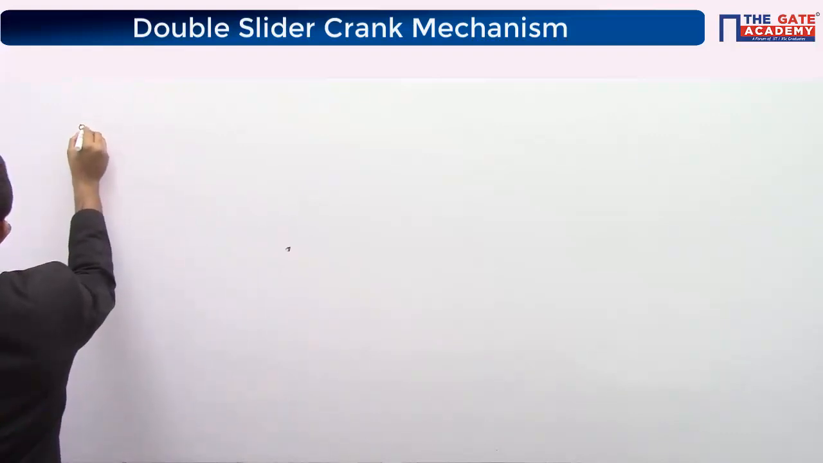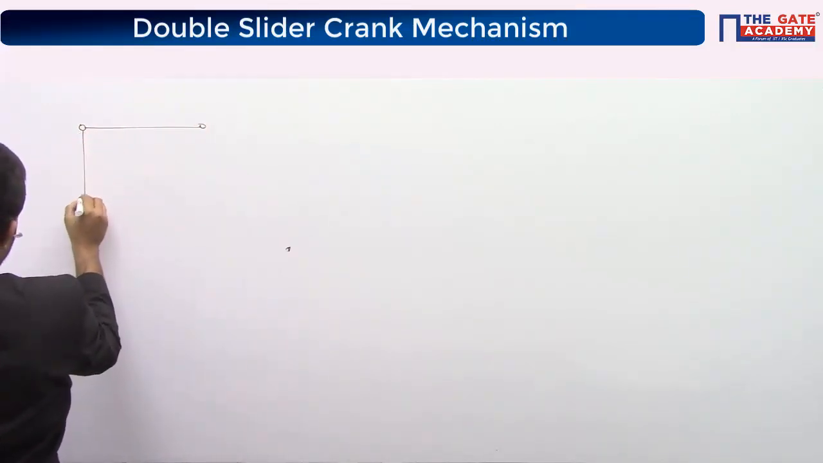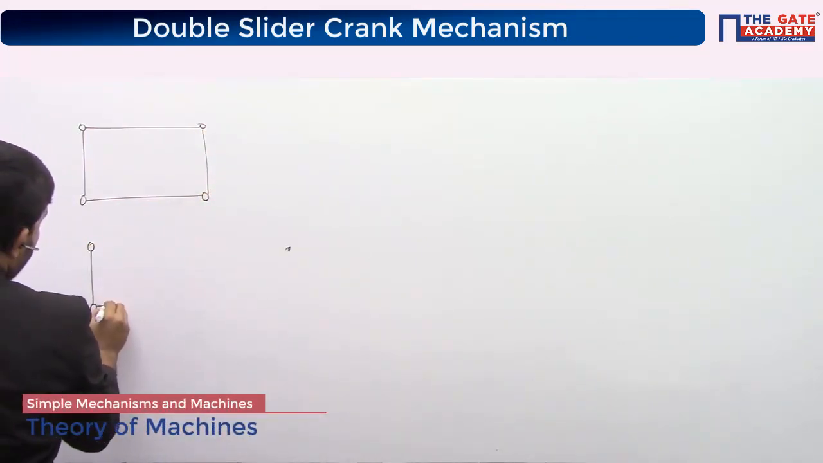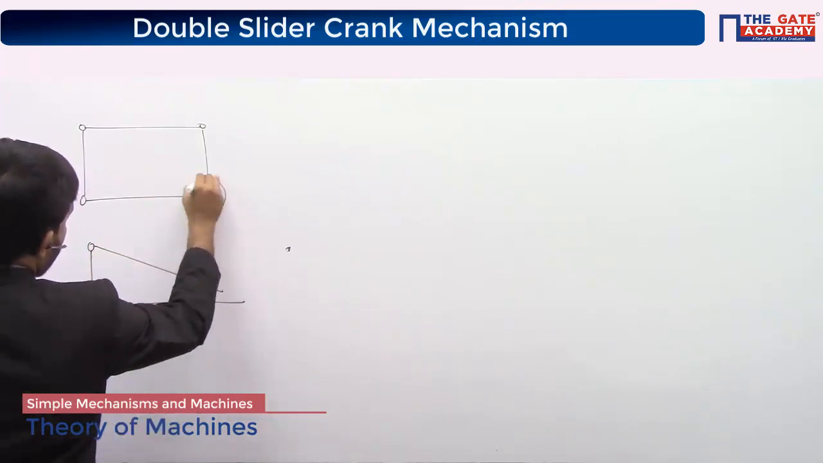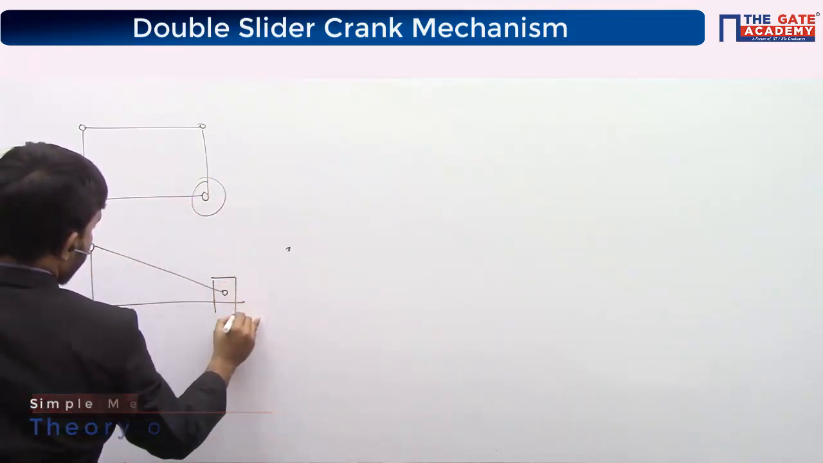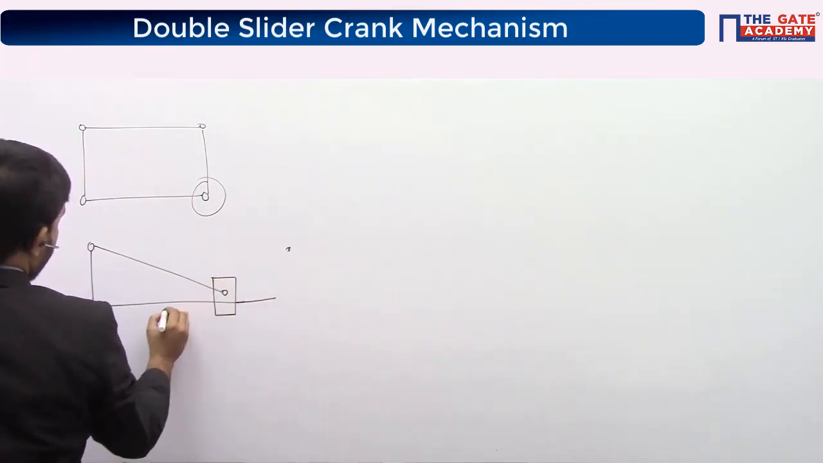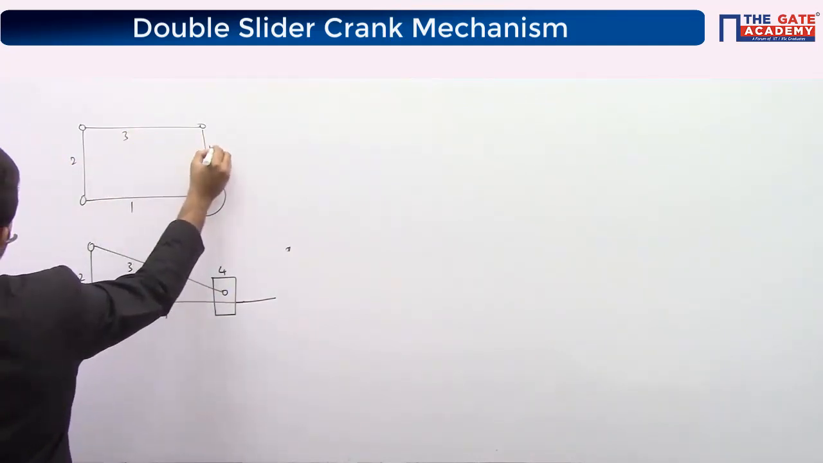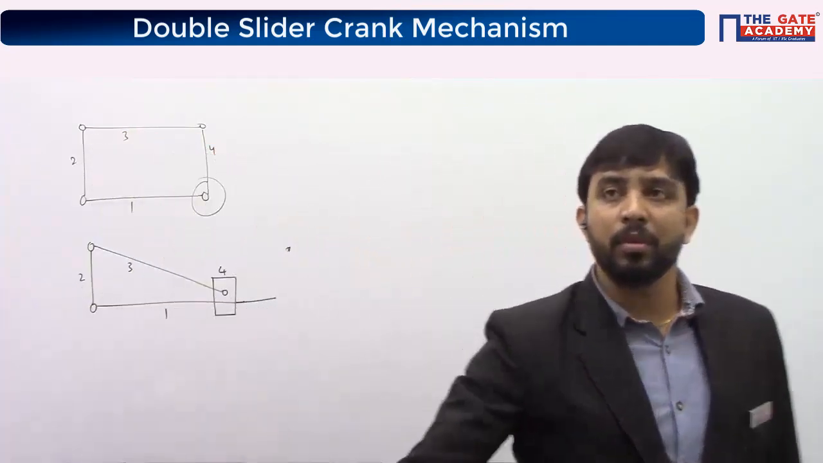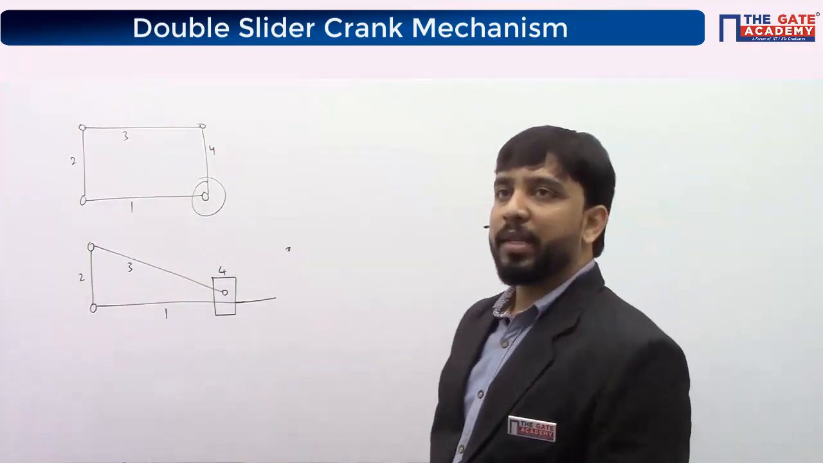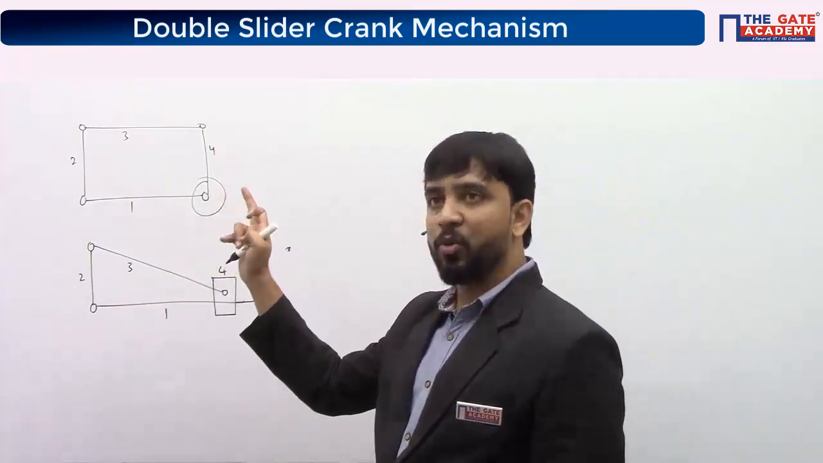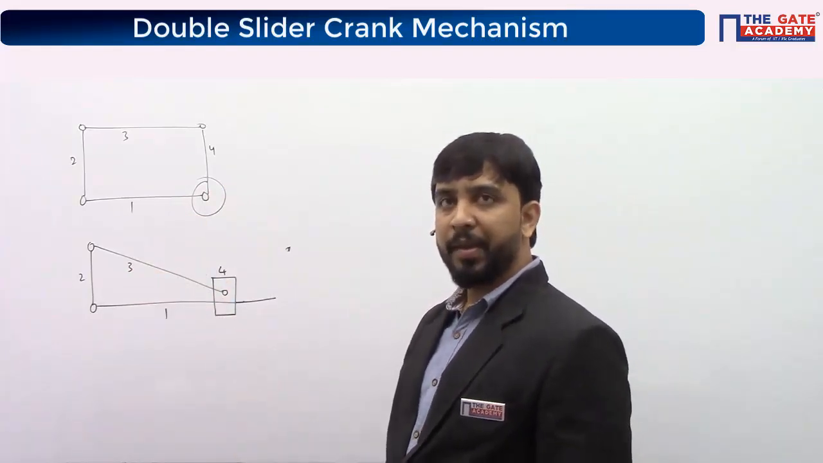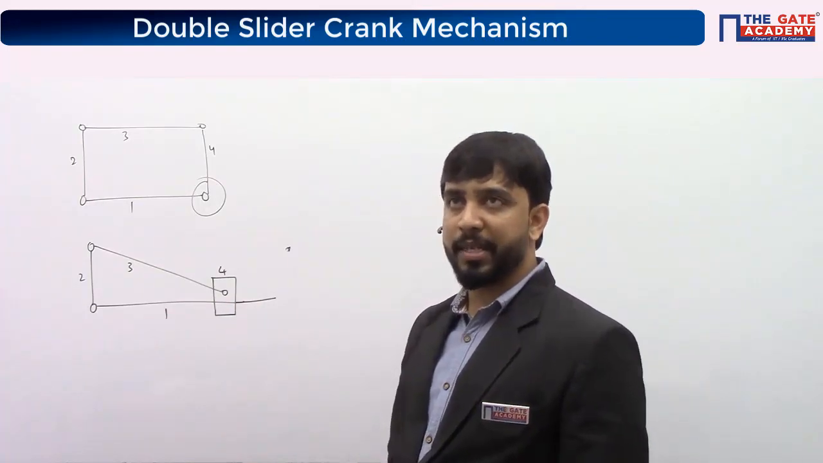First item is, this is a 4-bar chain, you see. Earlier we replaced this turning pair with a sliding pair. This is link number 1, this is link number 2, this is link number 3 and 4. So if two turning pairs of a 4-bar chain are replaced by two sliding pairs in such a way that pairs of similar kind are adjacent, then it's a double slider crank chain.